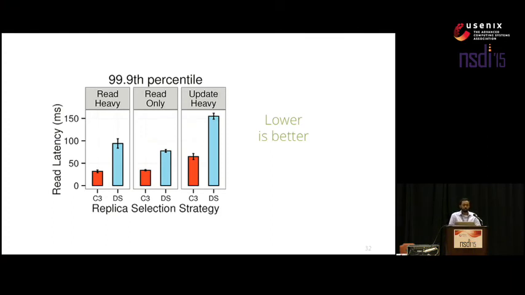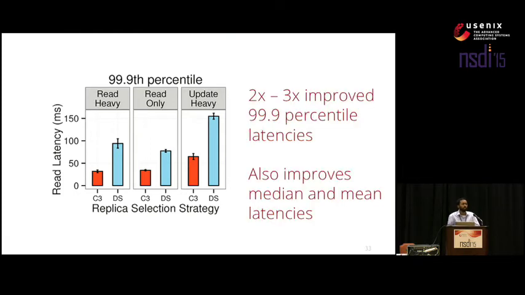The 3 sets of bar plots correspond to the results obtained when using the read-heavy, the read-only, and the update-heavy workloads. The red bar indicates the measurements when using C3, and the blue bars indicate the same when using dynamic snitching. Lower is better on all these graphs. What we find is that C3 improves the 99.9 percentile tail latency by factors of between 2 and 3 times.